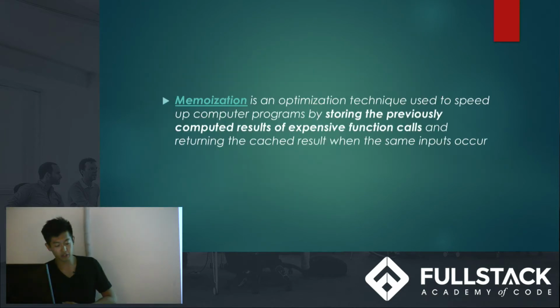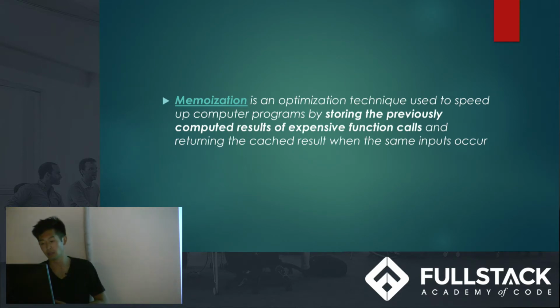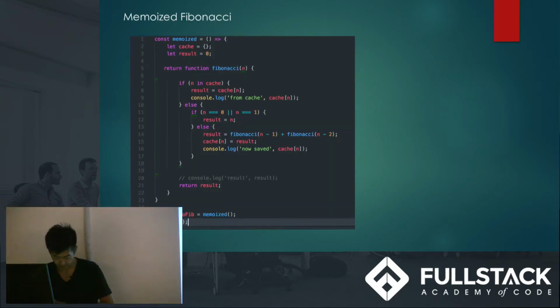First, let's describe memoization. It's an optimization technique used to speed up computer programs by storing the previously computed results of expensive function calls and returning the cached result when the same inputs occur. Beautiful. So this is what a memoized Fibonacci function would look like.